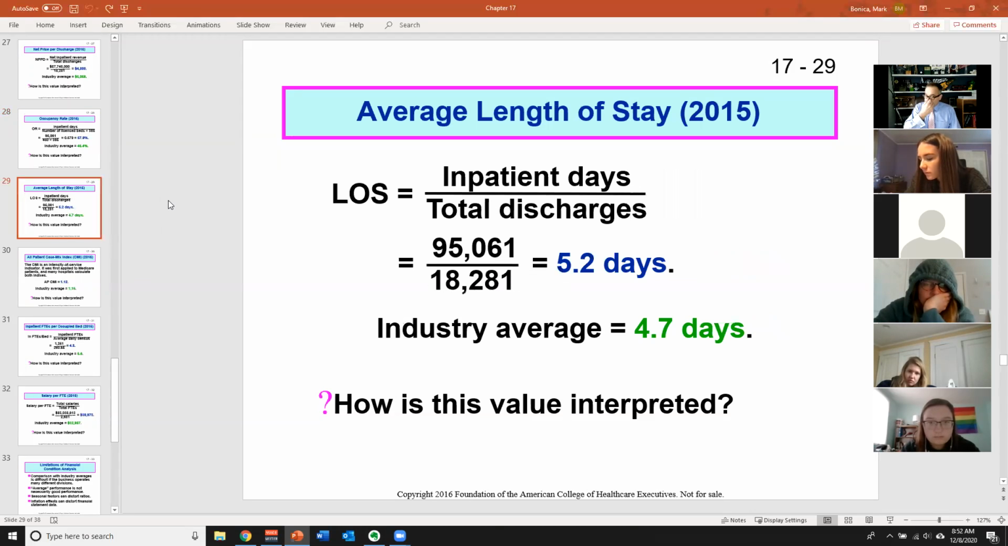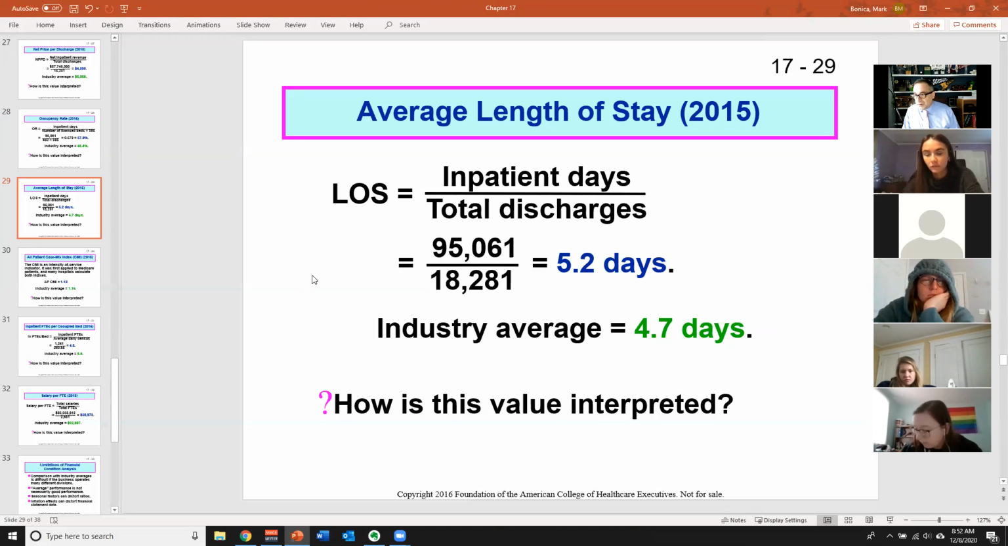All right. Length of stay is also a really important measure. You will also see it framed as ALOS, average length of stay, which is how it's written here. So you'll see it as LOS or ALOS. They both mean the same thing, but you're going to hear this. This is another one that's talked about constantly.